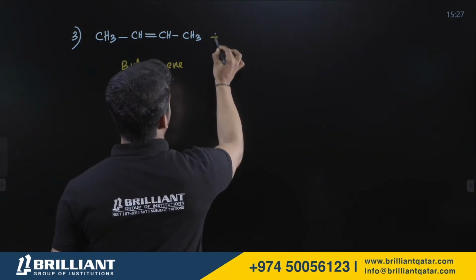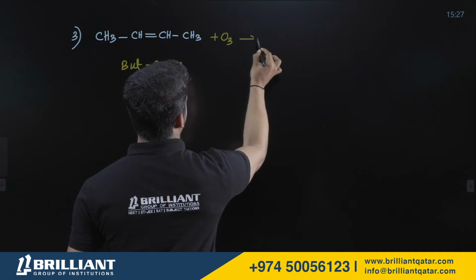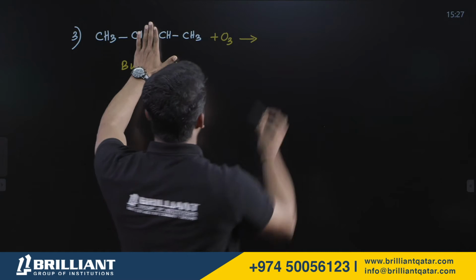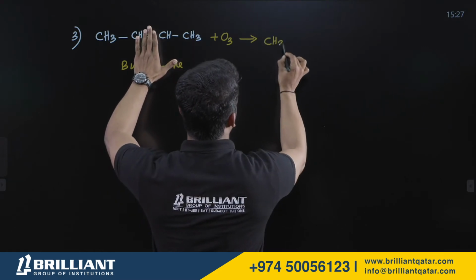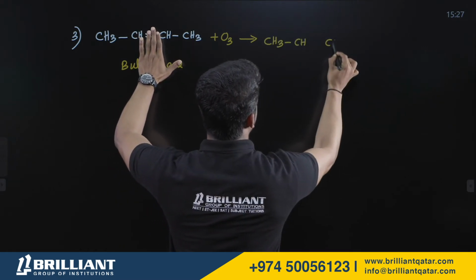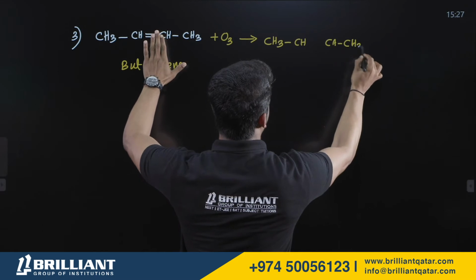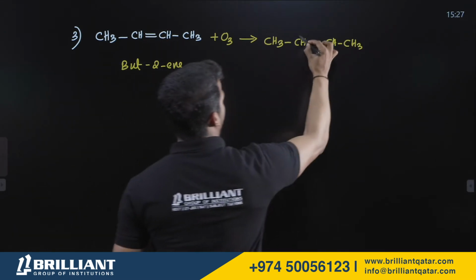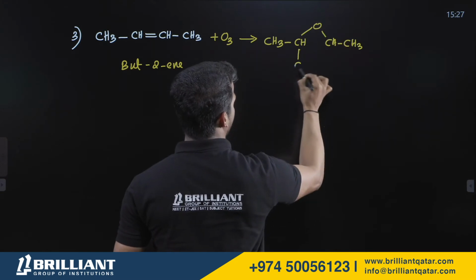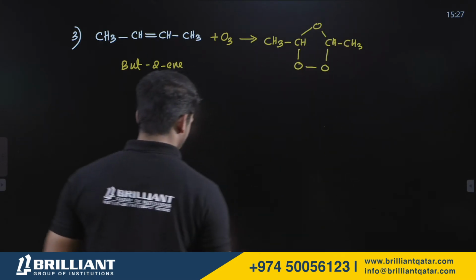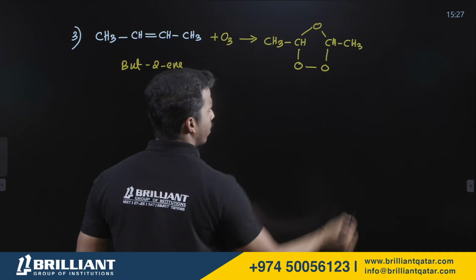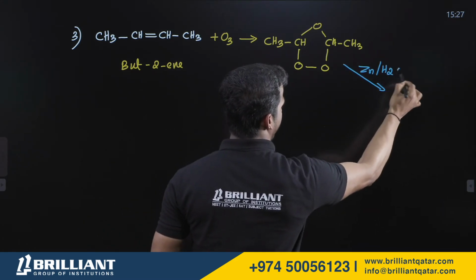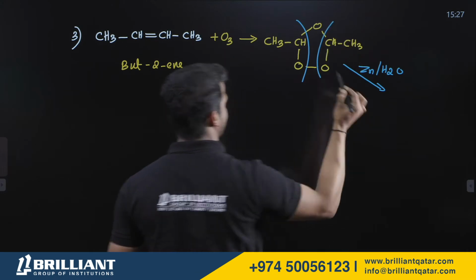Okay, let us add ozone first of all. When you add ozone, what will happen, dear all? Remove the double bond. You will get CH3, CH, CH, CH3, all right? After that, make the ring. 1 oxygen above, 2 oxygen below. Now what is the next step? Treated with zinc and water. Break the bond, everyone, like this.